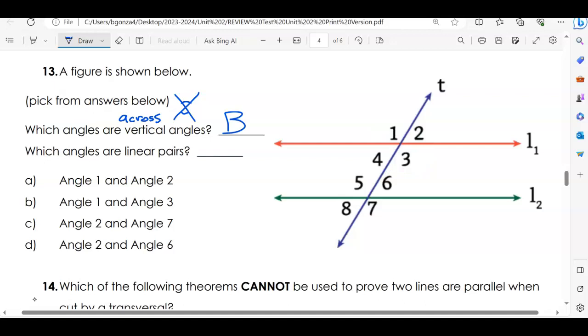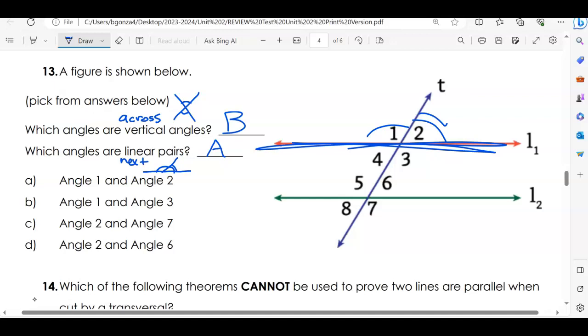Remember, linear pairs are next to each other. They look kind of like this. Right next to each other. Not across, but right next to each other, making a straight line of 180. So let's look at these answer choices again. 1 and 2. Yeah, 1 and 2 make a straight line. So yeah, letter A is a linear pair.